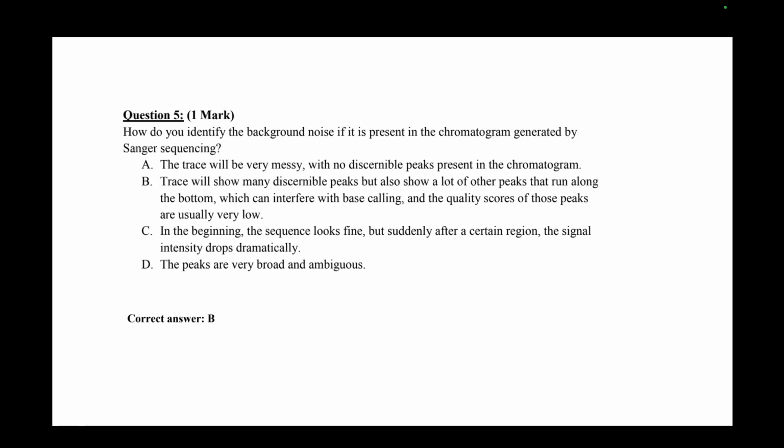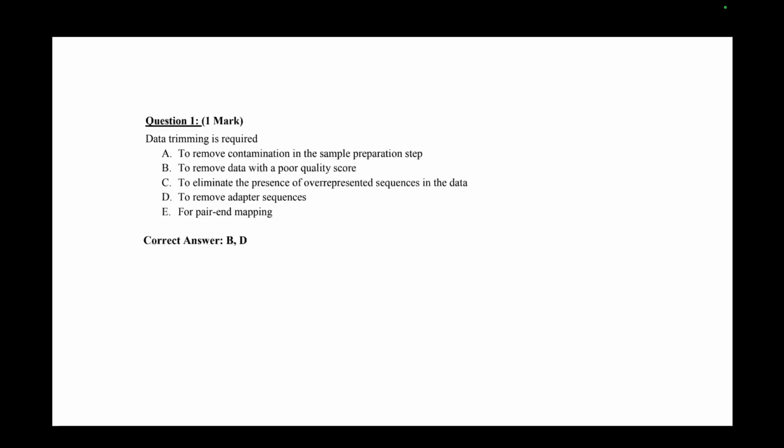As we showed earlier, the trace will show many peaks, but also a lot of other peaks that run along the bottom, which can interfere with the base quality, and the quality scores of these peaks are pretty low. So basically, your peaks will not be very distinct. It will be flattened out because of the noise coming from other sources. Basically, it will look something like this.